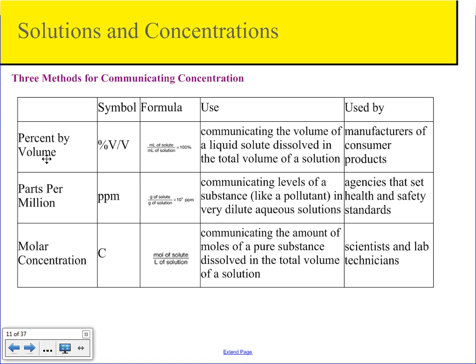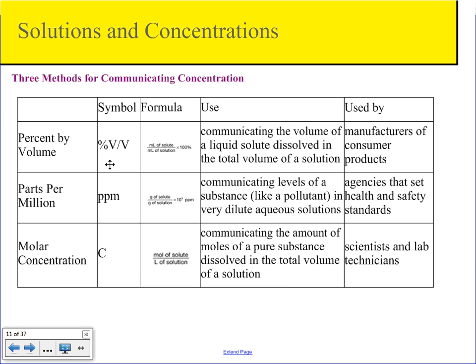The first one is percent by volume. The symbol here is percent, volume over volume. The formula is the milliliters of solute divided by the milliliters of solution times 100. Its use is communicating the volume of a liquid solute dissolved in the total volume of a solution, and it is generally used by manufacturers of consumer products. We saw this on the vinegar with the acetic acid, which had a percent by volume. You also see this on liquor, so liquor is a very common place where we see a percentage.